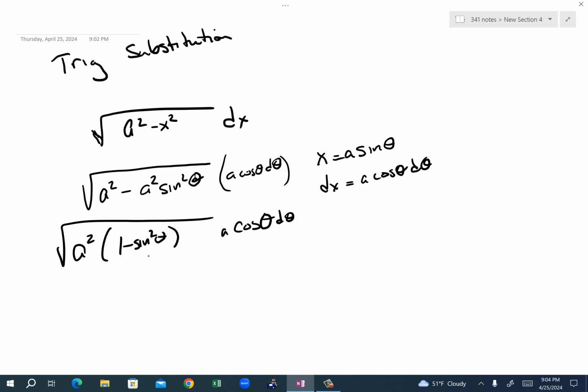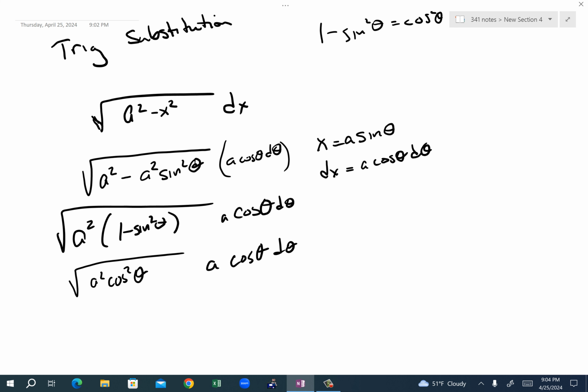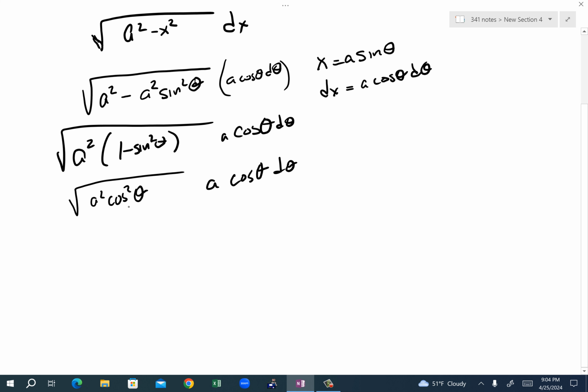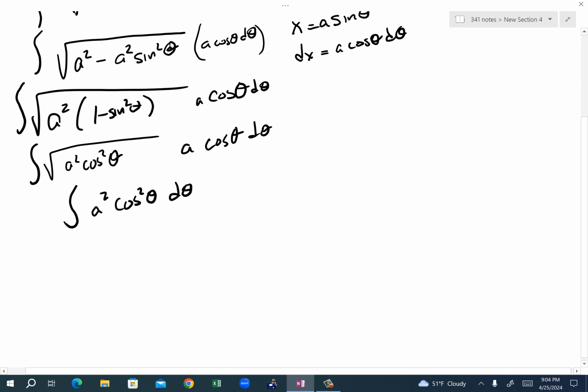But wait. 1 minus sine squared is cosine squared. And so this becomes the square root of a squared cosine squared, and of course you get a cosine theta d theta still tagging along. And what is the square root of a squared cosine squared theta? It's a cosine theta. You get this thing. And so now you've gotten rid of that radical.